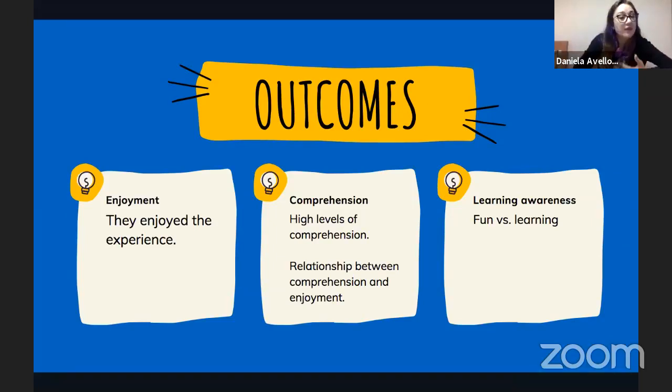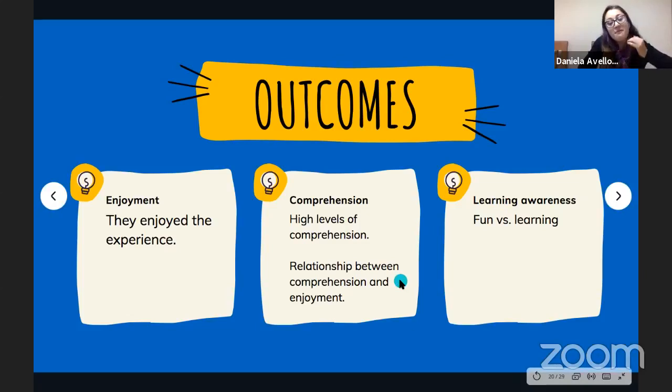Students did enjoy the experience. They showed high levels of comprehension, and there was a close relationship between comprehension and enjoyment. The few students who reported low levels of enjoyment were the same students who showed low levels of comprehension.